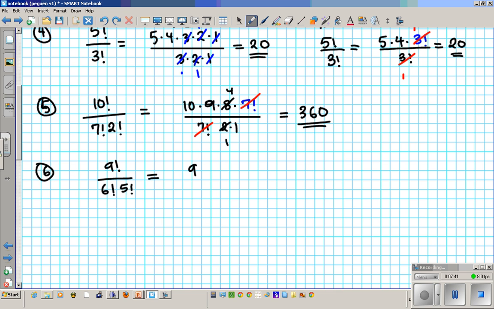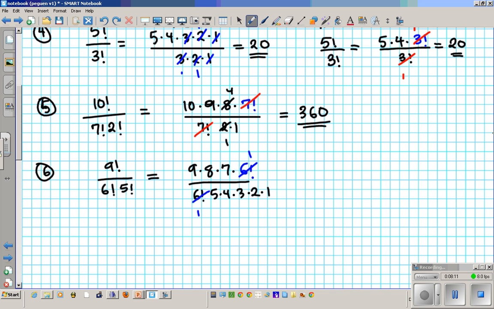So I'm going to go 9 times 8 times 7 times 6 factorial, stop. Let me put that in blue. Stop at 6 factorial, and then divide that by 6 factorial, which stays intact, and then 5 gets broken down. Okay, you have to break the 5 factorial down. 5 times 4 times 3 times 2 times 1. The 6 factorials cancel out. This cancels out with that. 1, 1.